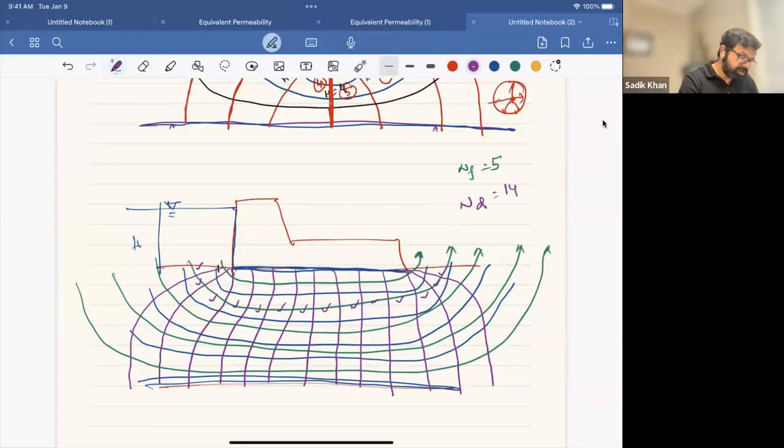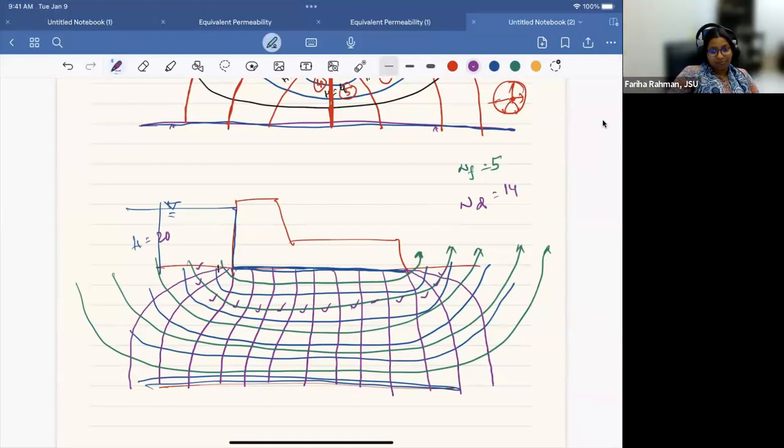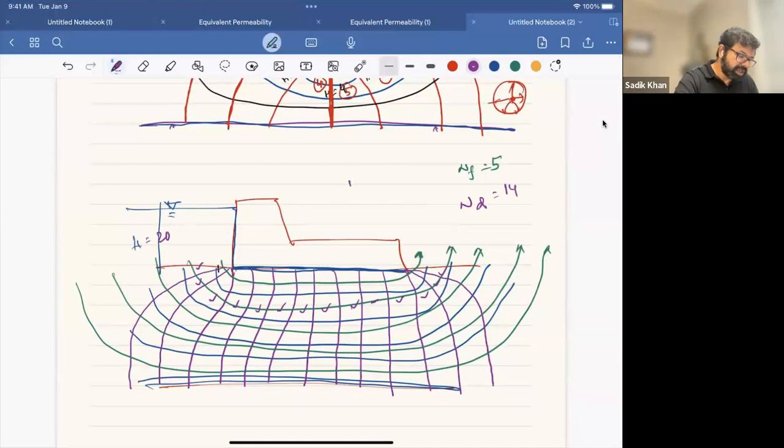So let's say our H equals 20. So what is the drop in each line? 20 over 14, which is 1.4. Okay, 1.4. So each drop is H over ND, which is 20 over 14, is 1.43. Okay. So this is the drop.